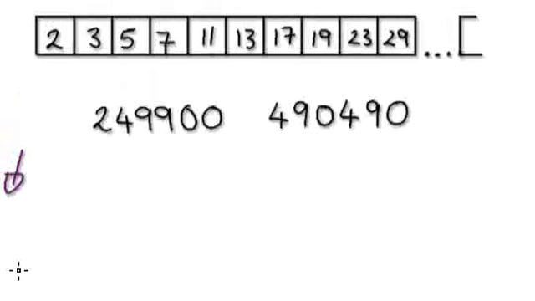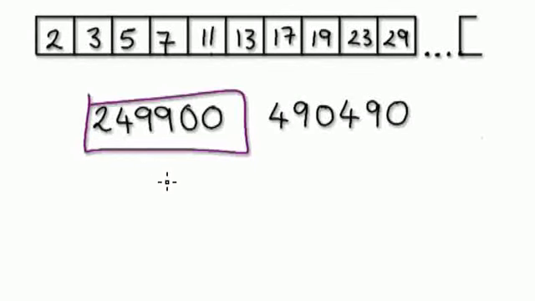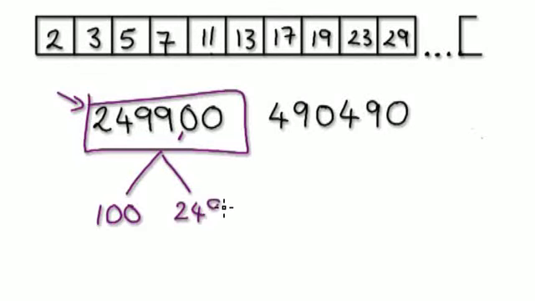Okay, so let's try and break these two numbers up. Let's start with this one. We could visualize this number as well. This is divisible by 100, so let's try and divide this by 100. So imagine this number as 100 times 2499. Okay, so now the 100 you can break up as a 10 times a 10.